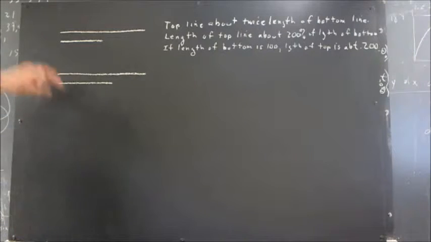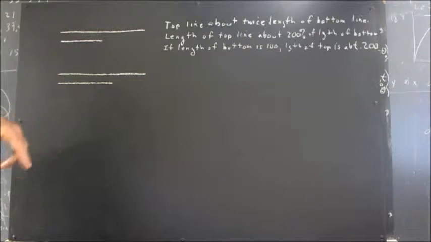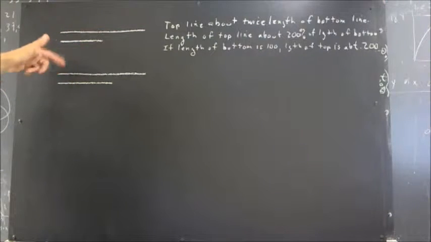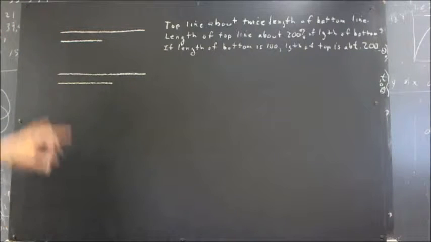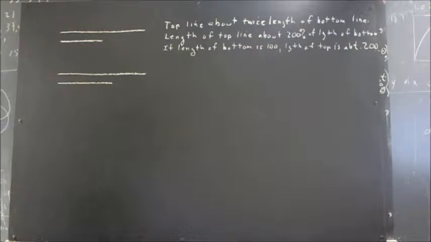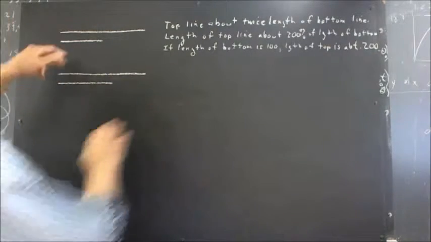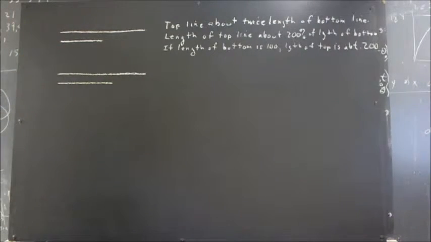Okay, now you should go ahead and make your estimate. What percent is the top line of the bottom? If the bottom line is 100, what's the length of the top? How many times the length of the bottom is the top? It should be clear that twice the length of the bottom is going to be greater than the length of the top, so you should get an estimate.